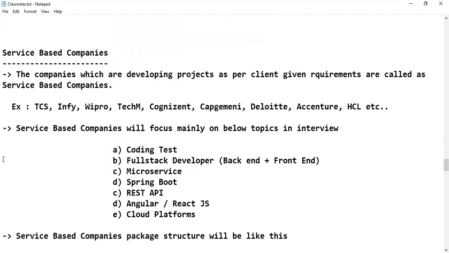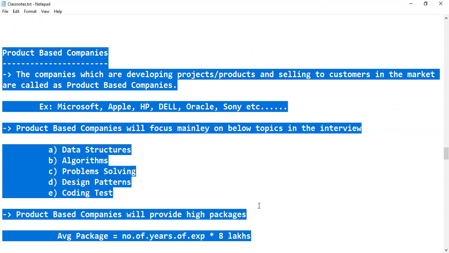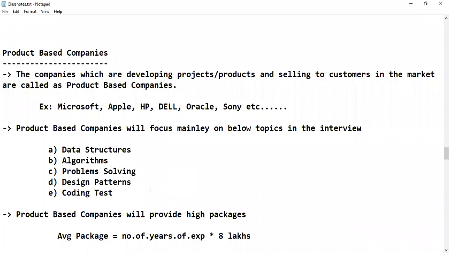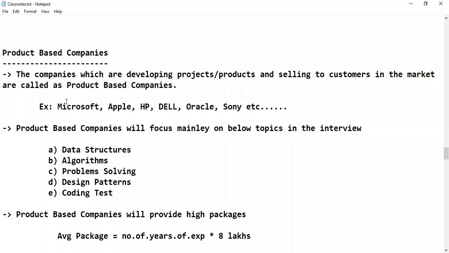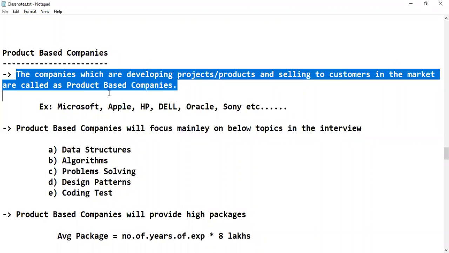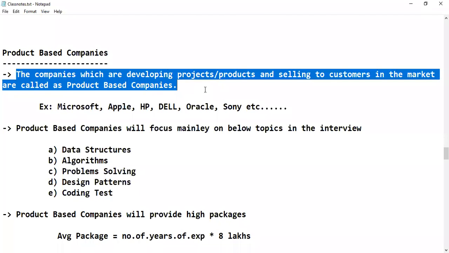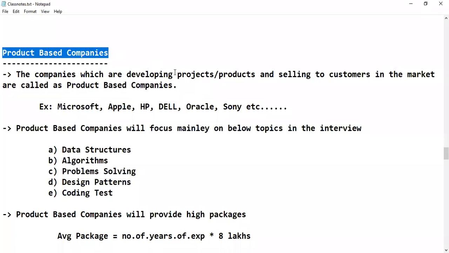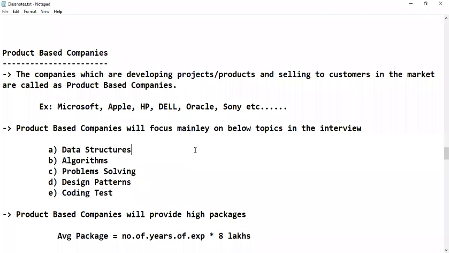But when you go for a product-based company, on-site opportunities are very rare. I can say no on-sites in product-based companies. Product-based companies will not provide you on-site because they don't have any client. They are developing the project for their own company. Product-based companies means they are developing the project for their company. They don't need to send anyone to any location.